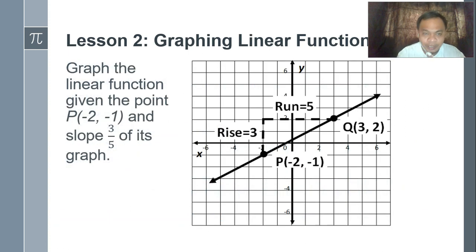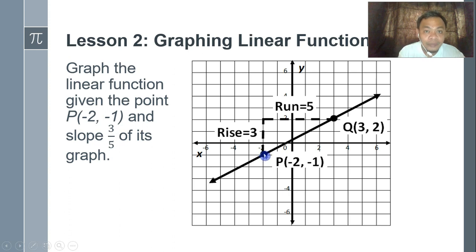So, we have here the graph. Graph the linear function given the point P, negative 2 and negative 1, and slope 3 over 5 of its graph. Okay. So, plot natin si point P. Ito si point P. Di ba? Negative 2. This is our 0. So, negative 1, negative 2. Then, our y is negative 1. So, papunta dito sa baba. This is our negative 1. So, ito si point P.